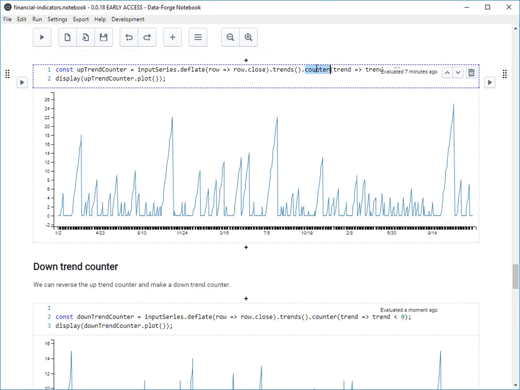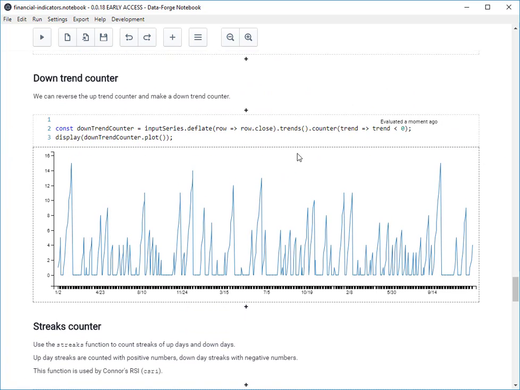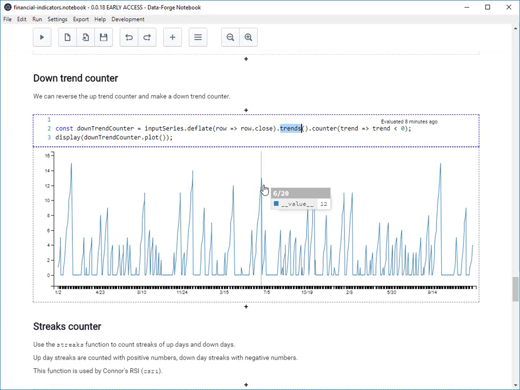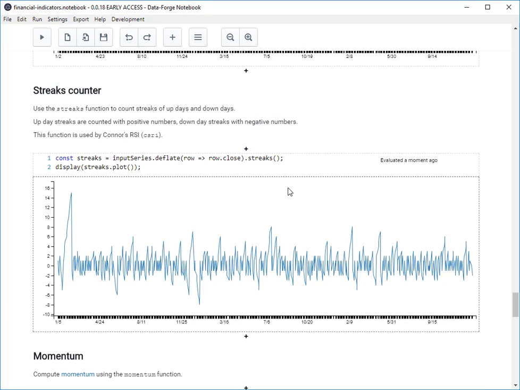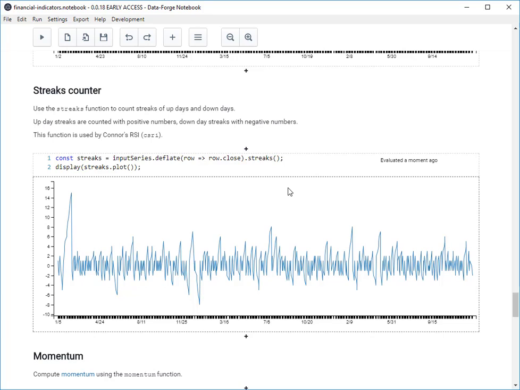We can use the counter function with the trends function to count the number of consecutive uptrend values. We've got a similar thing here for downtrend. We're using counter, again, building on the trends function, and we're counting up the strength of the downtrend and seeing how strong the downtrend is. The streaks counter is another way of counting market days rising and falling, but it actually counts up positively when the market is rising, and it counts down negatively when the market is declining.